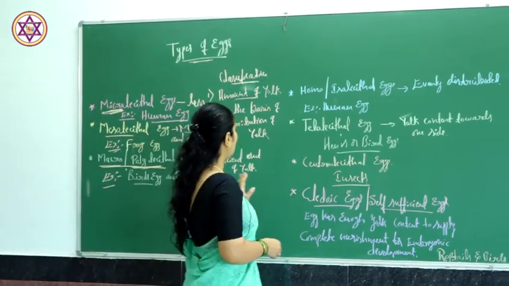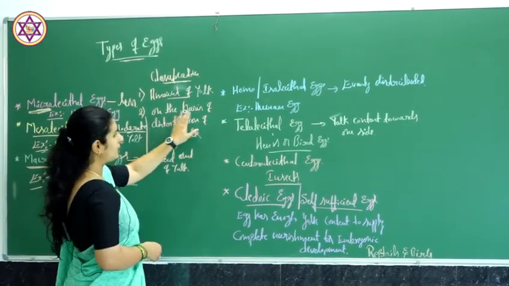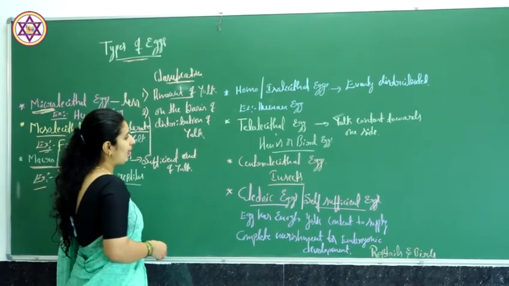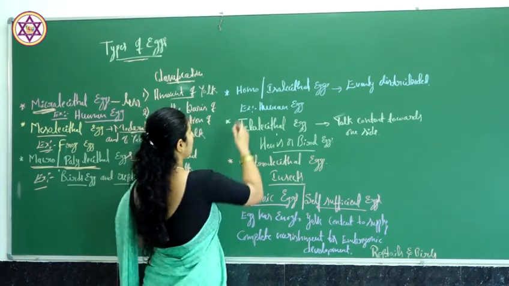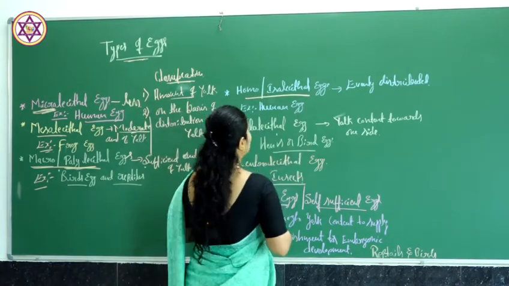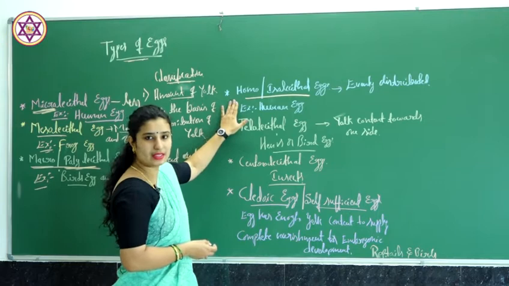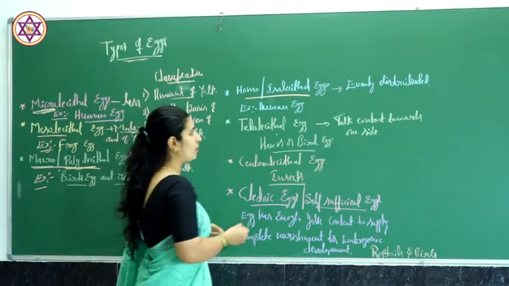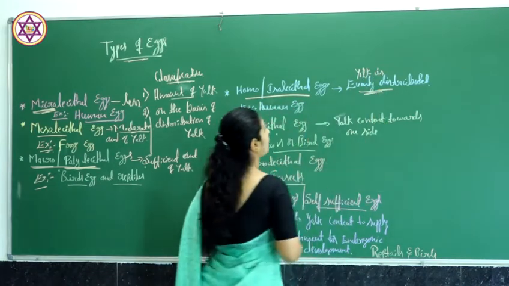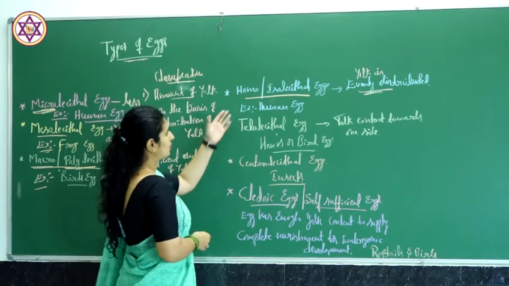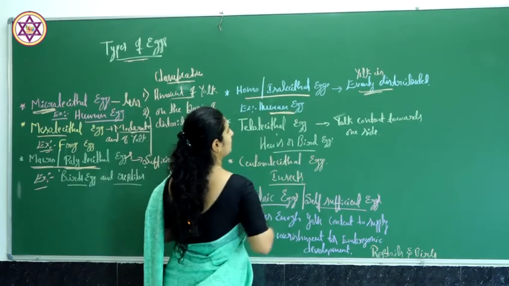Coming to the distribution of yolk, the second basis of classification, again we have three types. The first one is homolecithal or isolecithal eggs. In this case, the yolk is evenly distributed all over the egg. Then it is called homolecithal or isolecithal eggs. Example is human eggs.